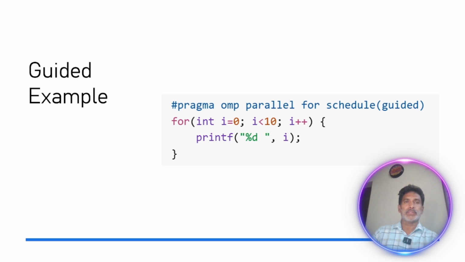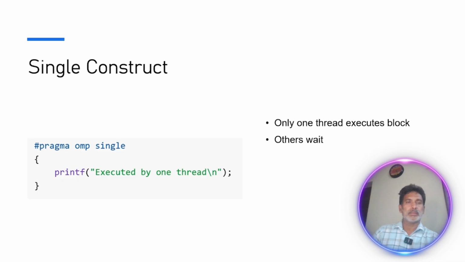Next one is guided scheduling, and this is the way you can specify guided scheduling. And this is the way we can mention the single construct. Here you can see only one thread executes the block and the others wait.